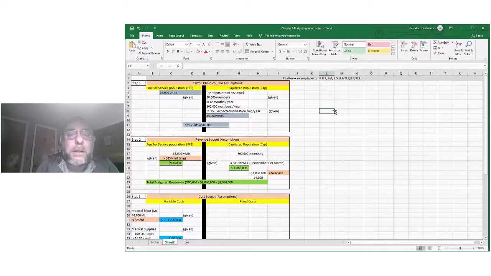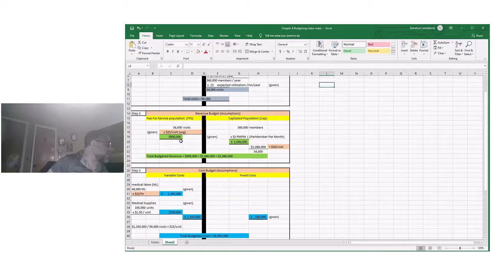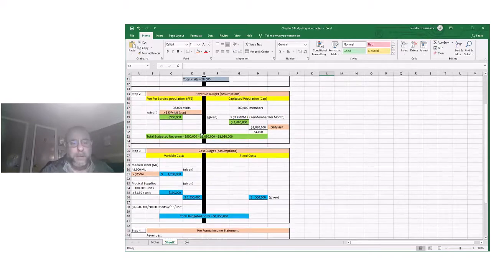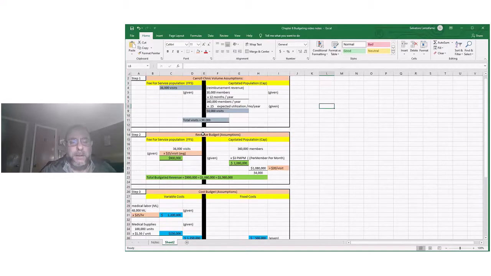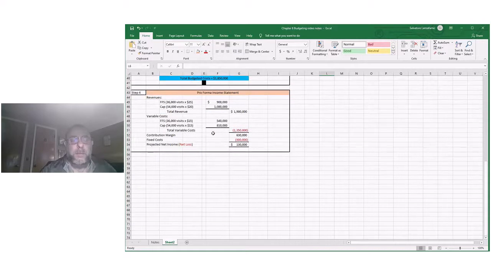Okay, so these are Carol Clinic volume assumptions. So basically what we're going to do is create the static budget, and there's basically 4 steps, same 4 steps that they showed in the textbook. The ultimate goal is to be able to do a pro forma income statement. This is what the company thinks they're going to have in the following period.